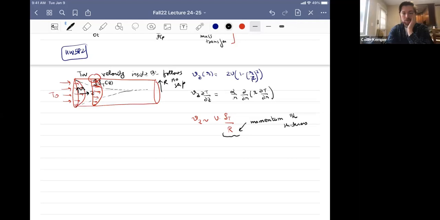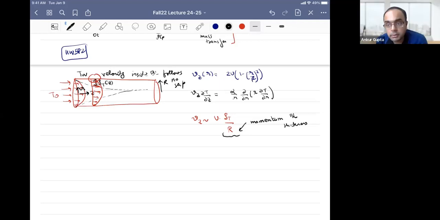Is it because when it's fully developed, your boundary layer spans the entire radius? Absolutely. So when you have a velocity profile in the entire region, the gradients are present throughout the pipe. So the momentum boundary layer thickness is throughout the pipe. So that's the radius. Remember this: if your velocity is inside the boundary layer, and follows no slip, then you get this scaling.